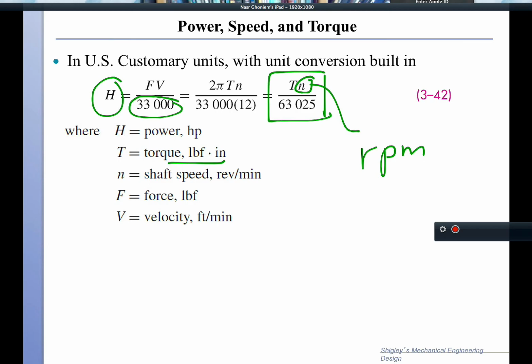Note that the horsepower is proportional to the product of the torque and the RPM. So if the RPM goes up, then the torque will go down, and vice versa, which is something that we're all familiar with in automotive applications.